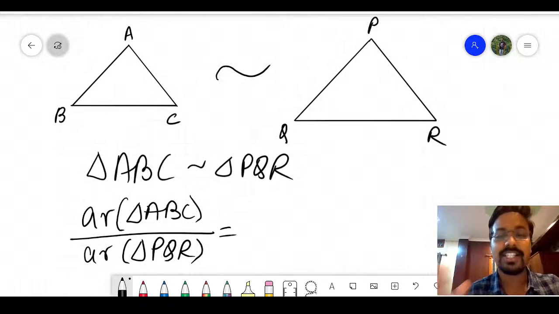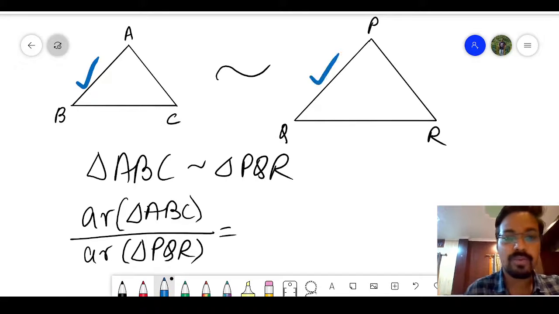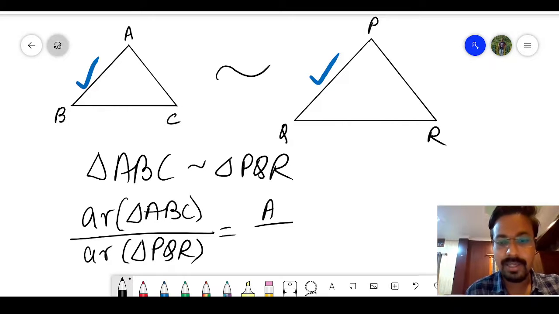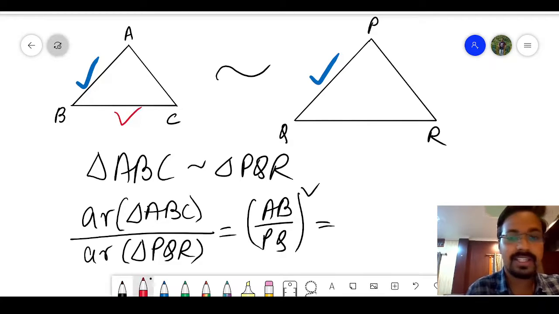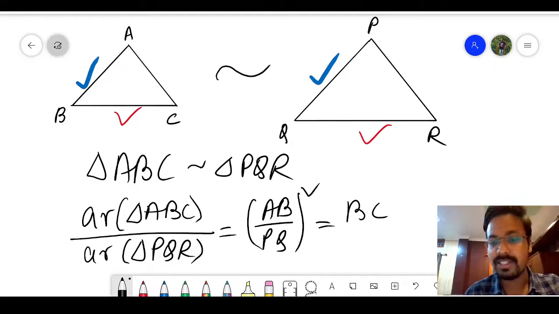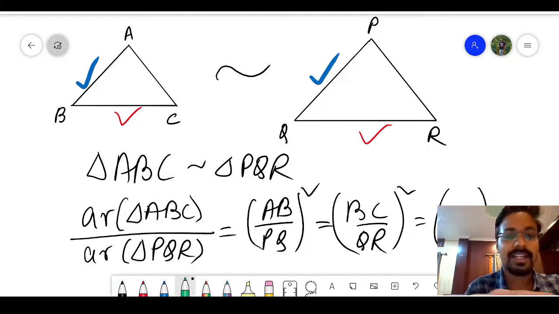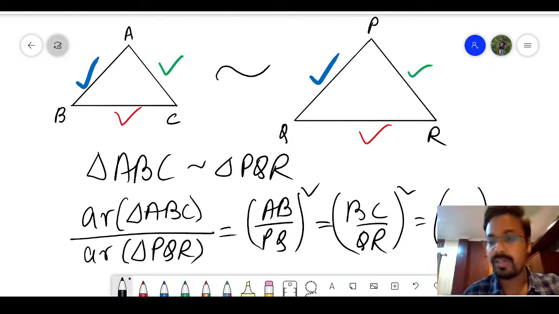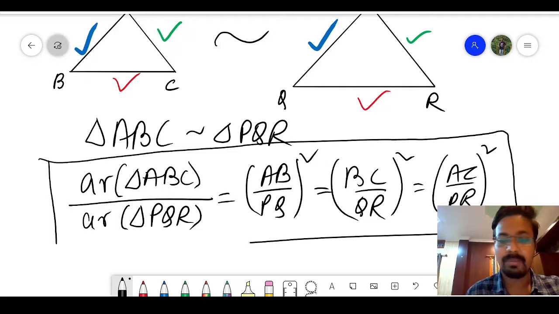What are the corresponding sides? The corresponding side of AB will be PQ, so we write AB by PQ, the whole square. Also, this will be equal to BC by QR whole square. And the other corresponding side is obviously AC and PR, so we write AC by PR whole square. So this is what the theorem actually means if we write it in a mathematical format.